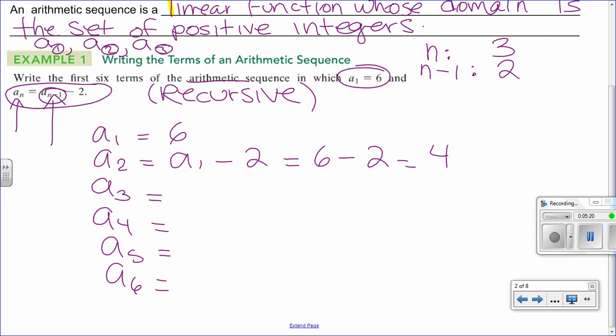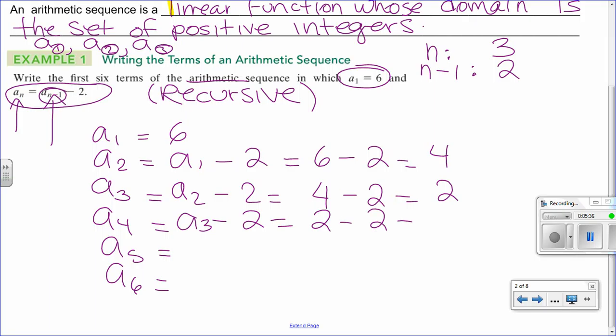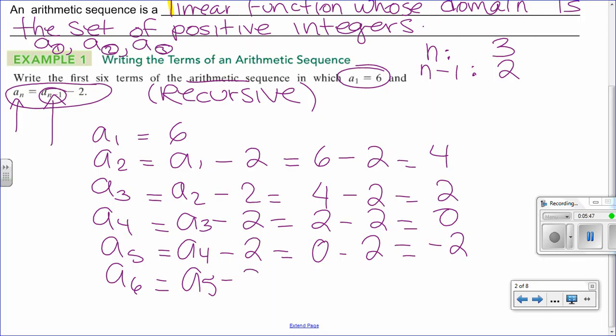Okay, I'm going to start writing my answers so you can check with yours, but if you're still working, please keep working on your own. And then if we don't agree, let me know. Okay, do we agree? So I got 4, 2, 0, negative 2, negative 4.